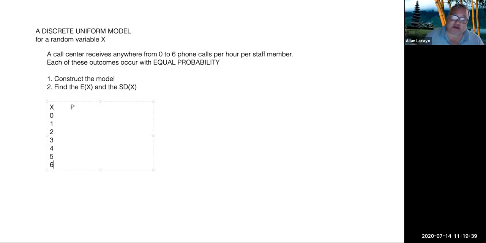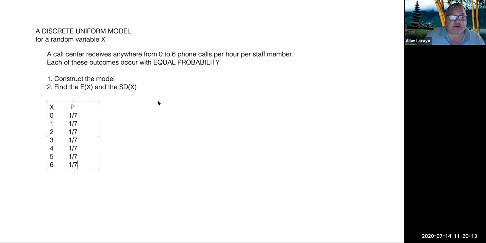This is a tricky model because, as you can tell, 0 is a possibility. It could be that the staff member is completely unoccupied by the phone for a whole hour, or it could be that it's 1 call, 2, 3, 4, 5, 6 calls. So this, in effect, is a 1 out of 7 probability for each instance. Not 1 out of 6, but 1 out of 7.